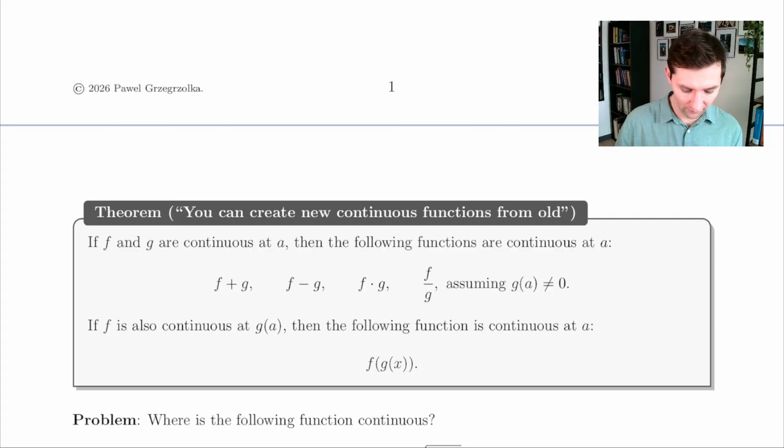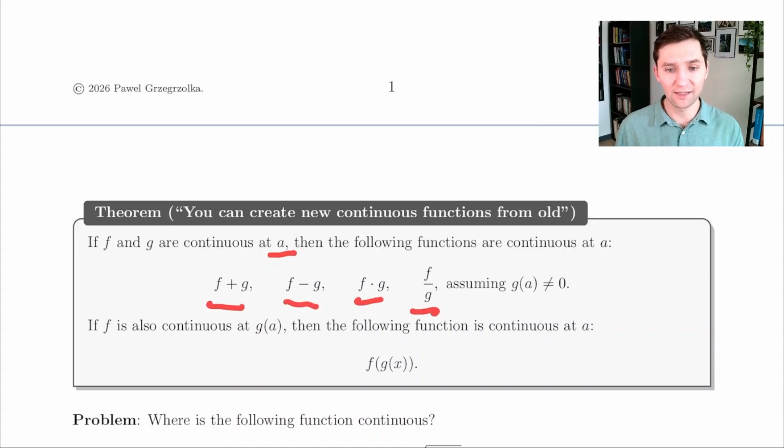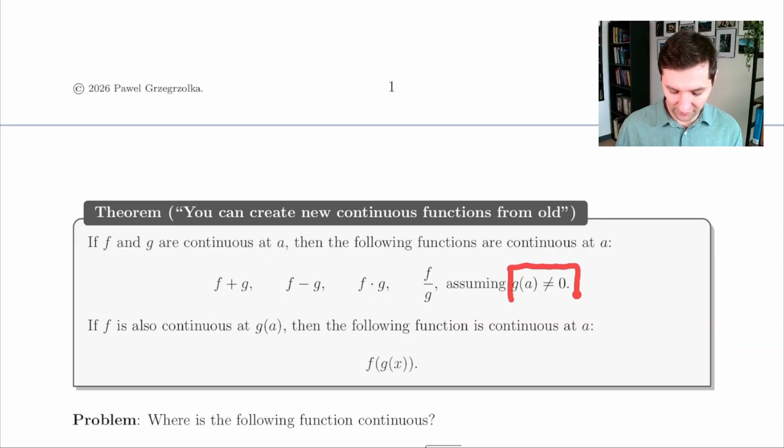If you have two functions, f and g, both of them continuous at a, then if you add them or subtract them or multiply them or divide them, you will still get a continuous function. In the last case, assuming that g of a is not 0, so you avoid division by 0. If you create a composition of the two functions, f of g of x, you will still get a continuous function, assuming that f is also continuous at g of a.